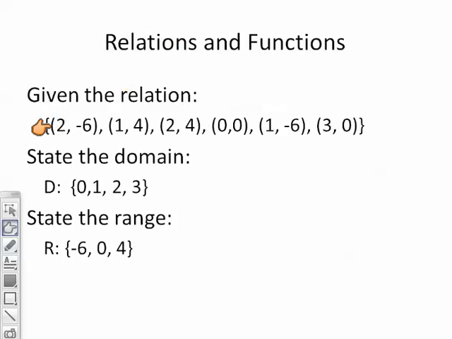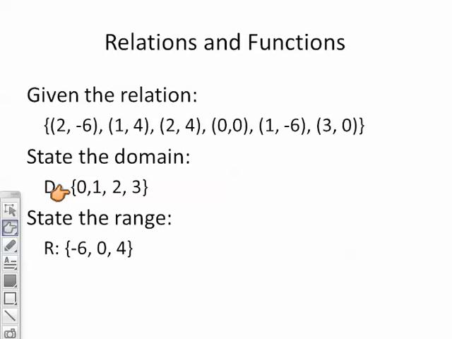For example, if I give you this set of ordered pairs, (2, -6), (1, 4), (2, 4), (0, 0), (1, 6), or (1, -6), and (3, 0). Asking you to state the domain, you would go through and say, well, there's a 2, there's a 1, there's another 2. I'm not going to write that one down. 0, there's another 1. I'm not going to write that one down. And a 3. Now to write them in order, 0, 1, 2, 3. And that would be my domain.